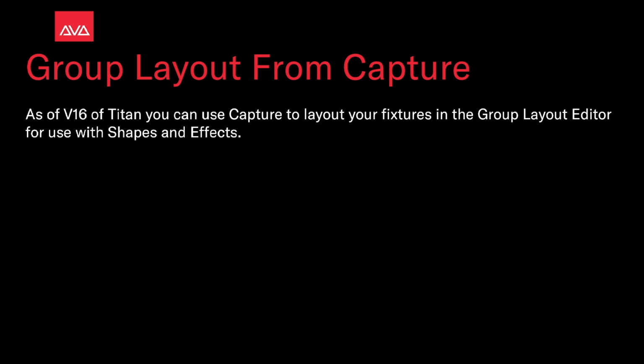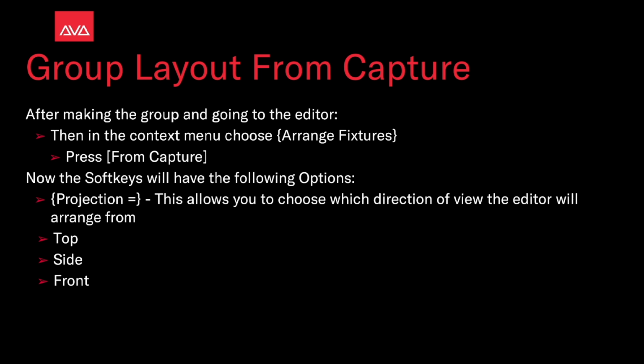As of version 16 of Titan, you can use Capture to lay out your fixtures in the group layout editor for use with shapes and effects. After making the group and going to the editor, then from the context menu, choose Arrange Fixtures, then press From Capture. Now in the soft keys, you'll have the following options: Projection Equal. This allows you to choose which direction of the view the editor will arrange from, either the top, the side, or the front.